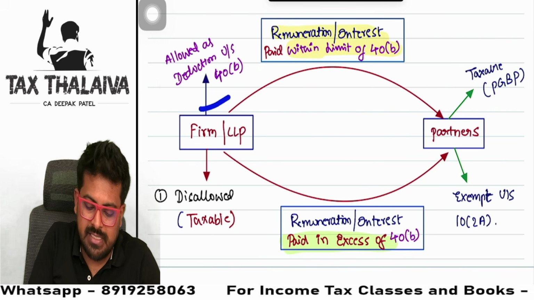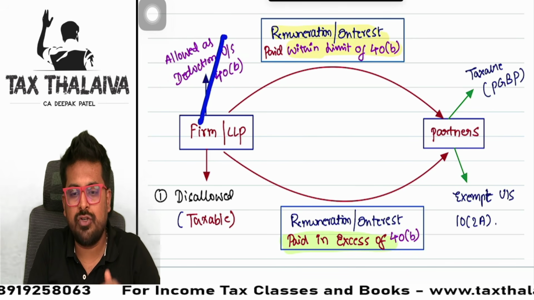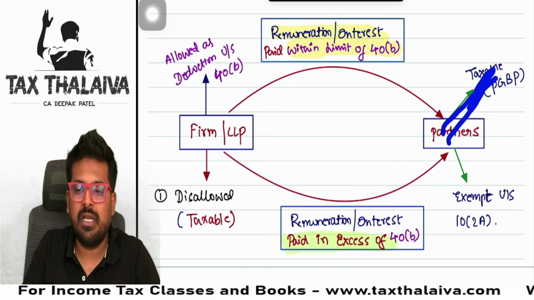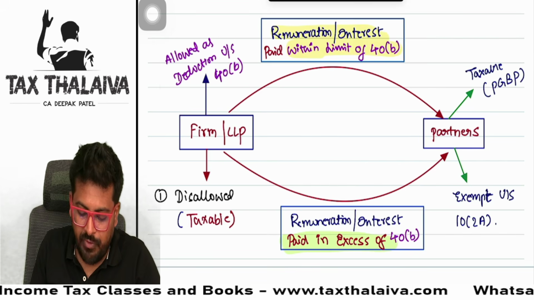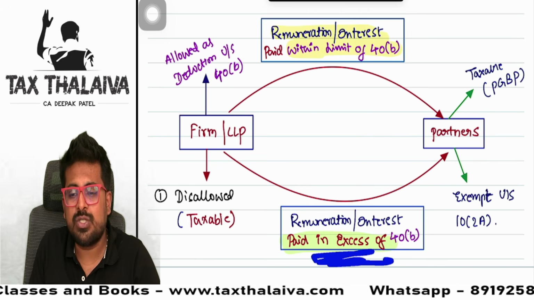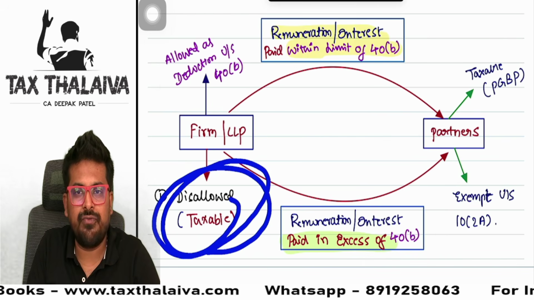Because see guys, if it is allowed as a deduction in the hands of the partnership firm, then tax is not paid in the hands of the partnership firm. Then who has to pay tax? The partner will pay tax. But let's say, for example, if the remuneration or interest is paid in excess of 40B, then disallowance will happen in the hands of the partnership firm.